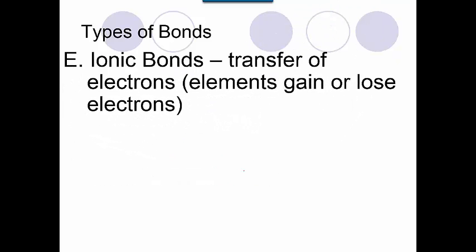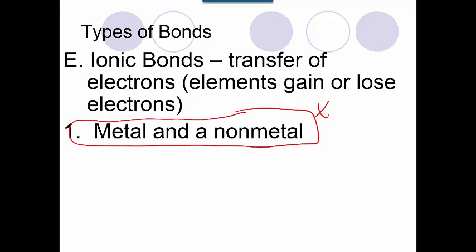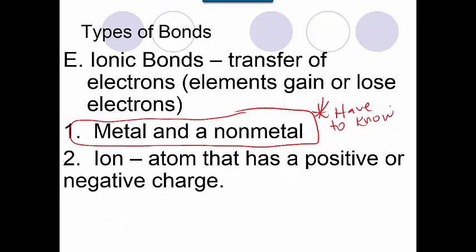The other type of bond you might be familiar with is ionic, and this is a transfer of electrons. So one element is going to gain and one element is going to lose. Key, absolutely have to know, star it. You need to know that an ionic compound, or an ionic bond, is always between a metal and a non-metal. And an ion, since you get the word ionic bonds here, an ion is any atom that has a positive or a negative charge.